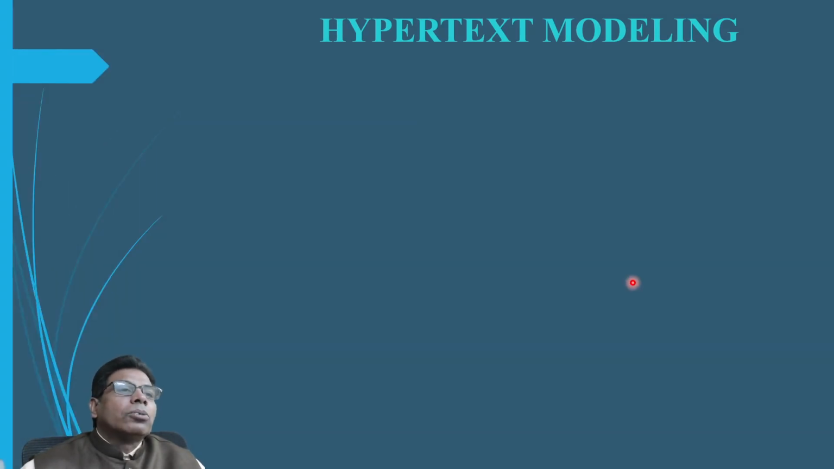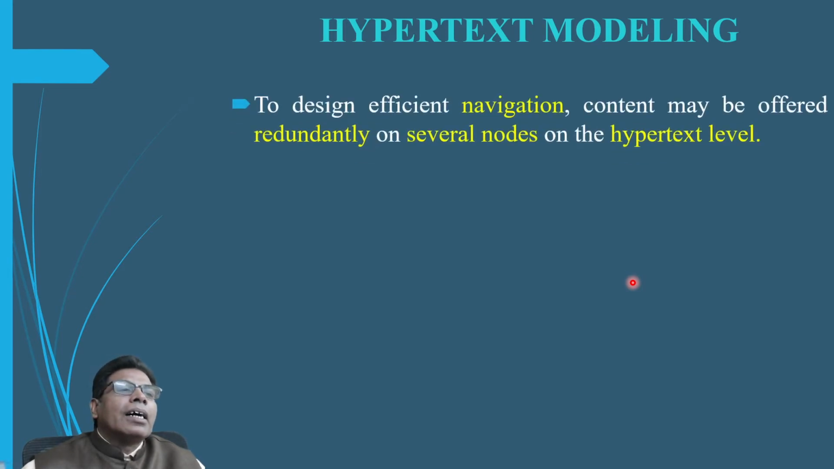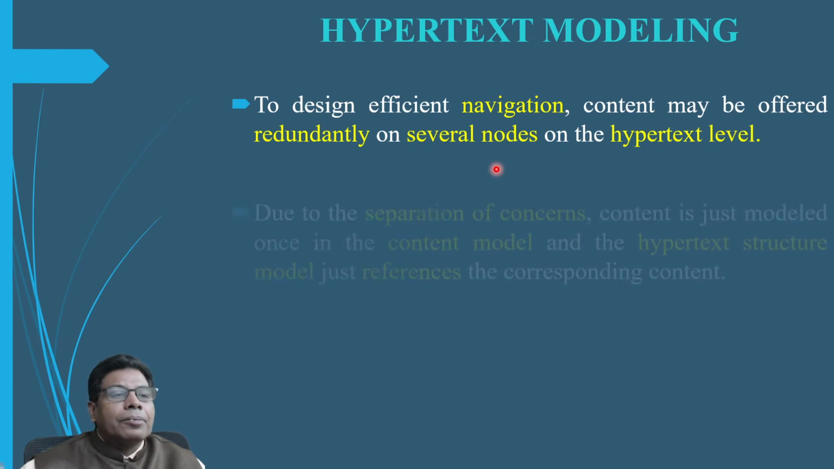Then let us go to the hypertext modeling. So to design efficient navigation, content may be offered redundantly on several nodes on the hypertext level. So here, when we are navigating in the web application, at that time we can offer the content redundantly on several nodes. That means we can have different nodes where the content will be offered. So that will be at the hypertext level.